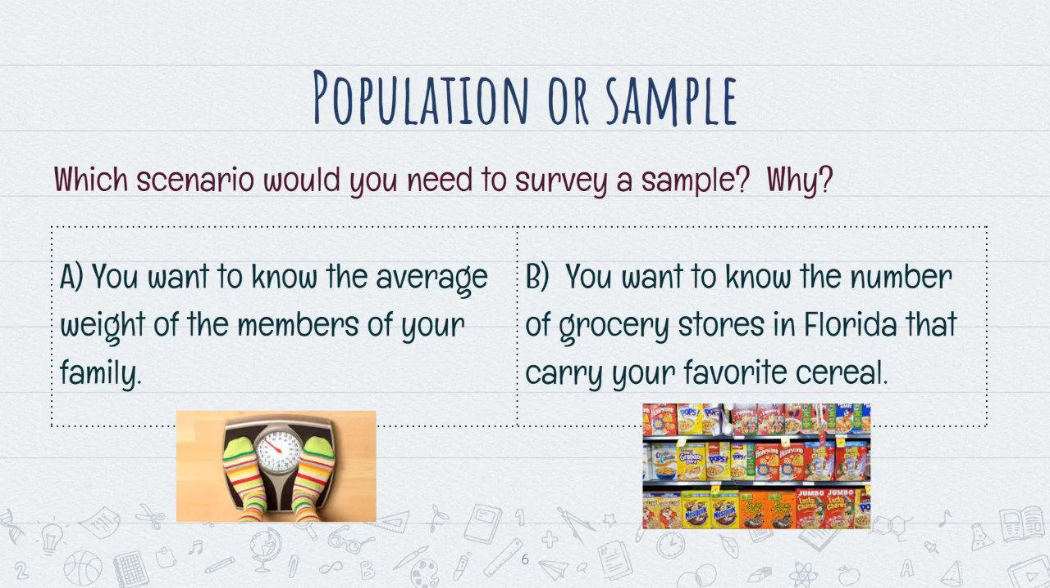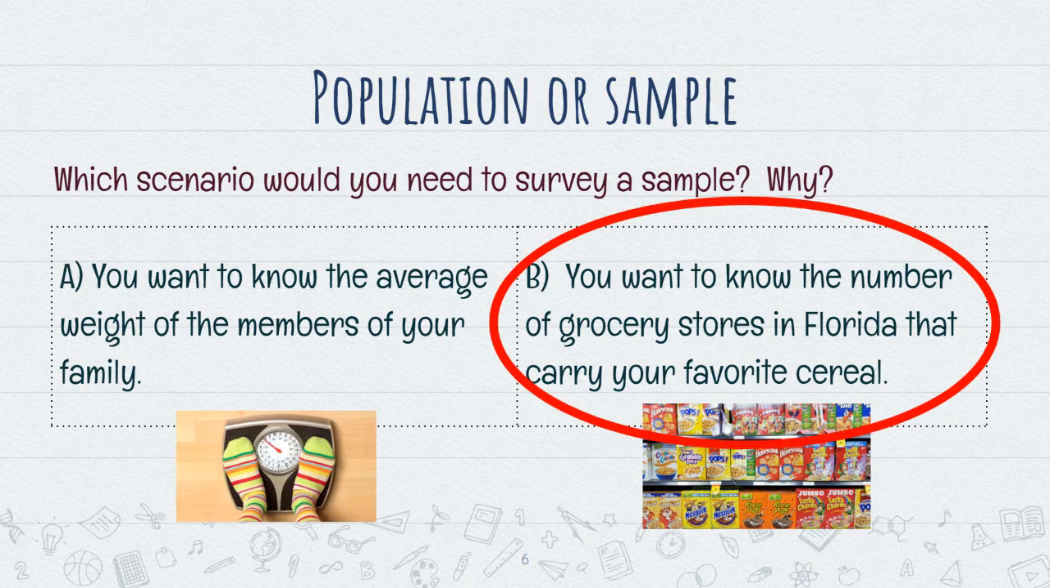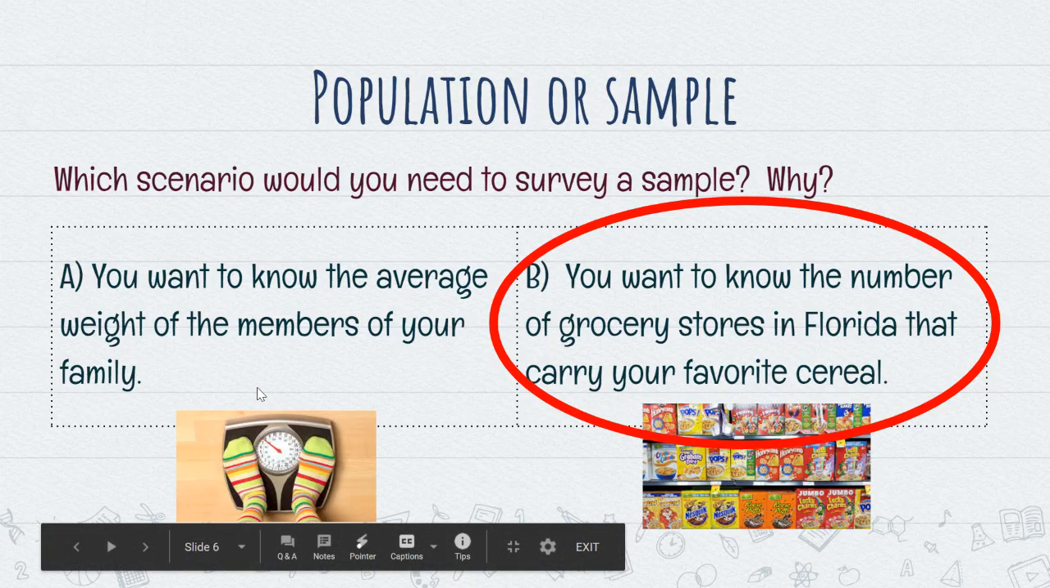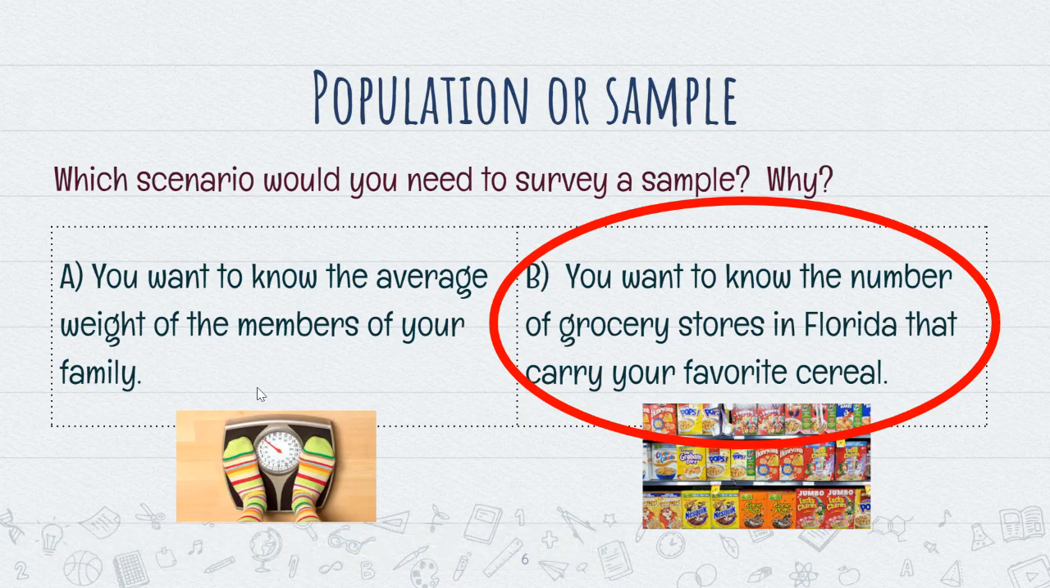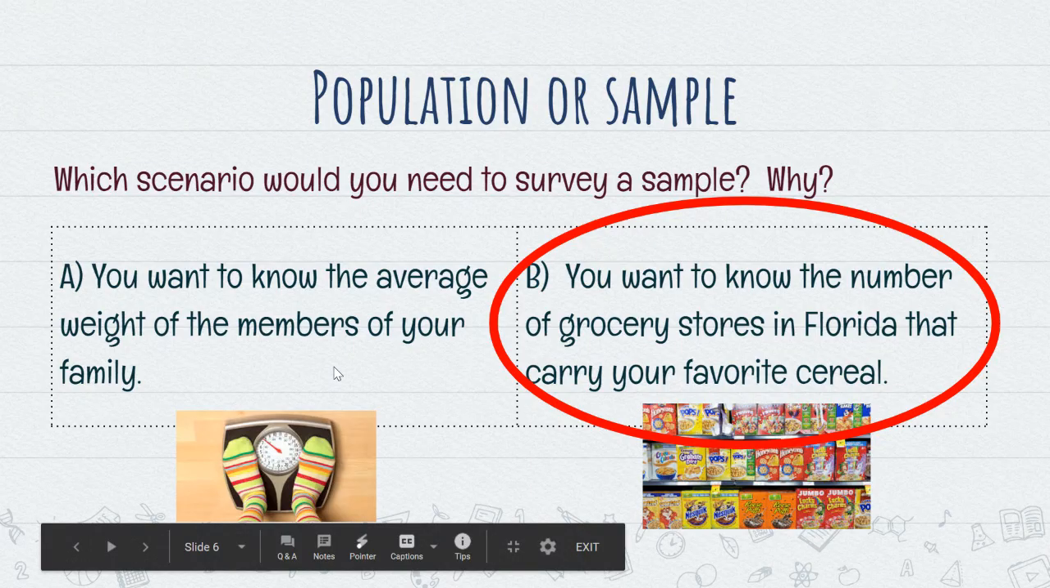Which scenario would you need to survey a sample and why? A, you want to know the average weight of the members of your family. Would you need to survey a sample? Or B, you want to know the number of grocery stores in Florida that carry your favorite cereal. Which one would you need to survey a sample? All right, you'd have to survey a sample for the cereal situation. There is no way that you could survey the entire population, all the grocery stores. Whereas with A, you can actually survey the population. The population is just the members of your family, so that shouldn't be that many people. So you don't need to survey a sample for the weight problem.